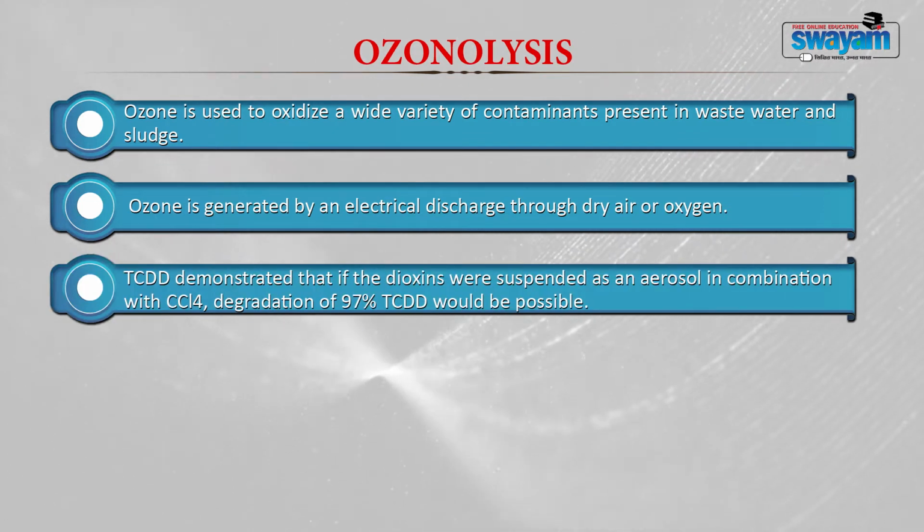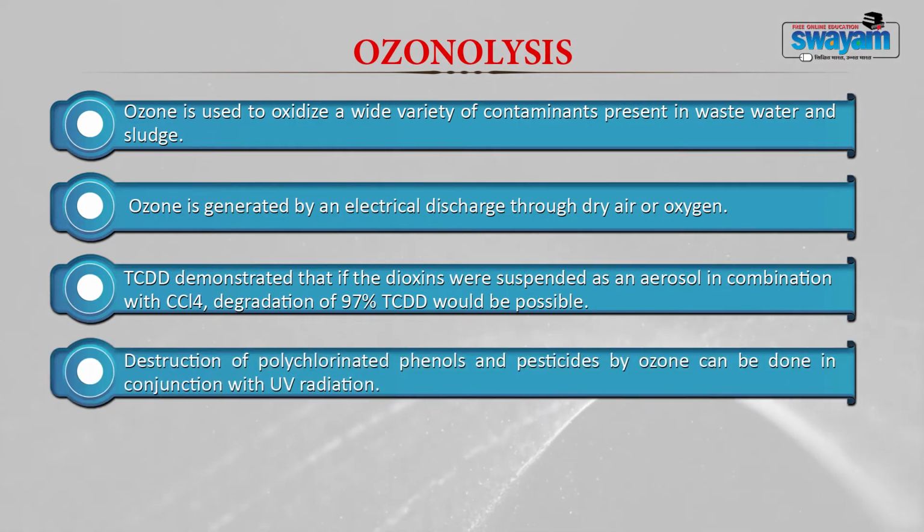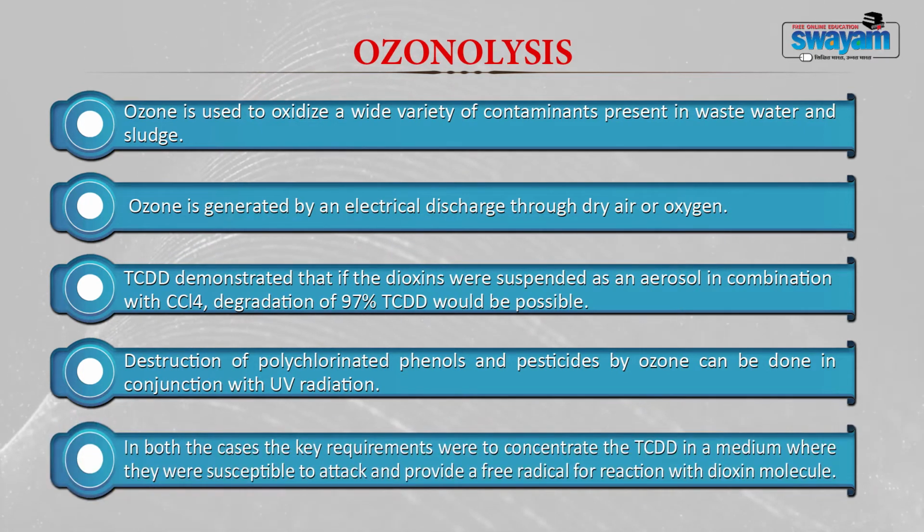Now, TCDD studies demonstrated that if the dioxins were suspended as an aerosol in combination with carbon tetrachloride, you can obtain a degradation of 97%. Now, the destruction of even PCBs, polychlorinated phenols and pesticides can be done using ozone in conjunction with UV radiation. In both cases, the key requirements were to concentrate the TCDD in a medium and to make them susceptible to attack and provide a free radical for reaction with the molecule.